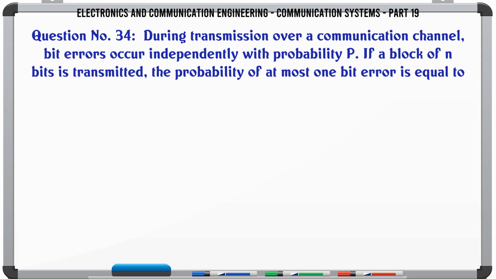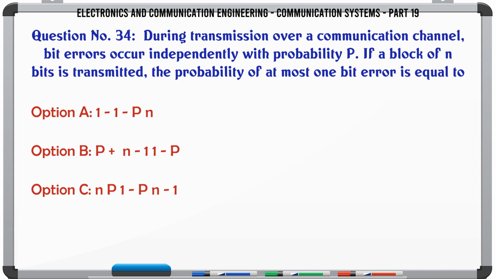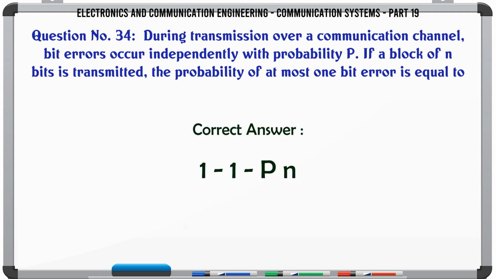During transmission over a communication channel, bit errors occur independently with probability p. If a block of n bits is transmitted, the probability of at most one bit error is equal to A. 1 - (1-p)^n, B. p^n + (1-p), C. np(1-p)^(n-1), D. (1-p)^n + np(1-p)^(n-1). The correct answer is 1 - (1-p)^n.